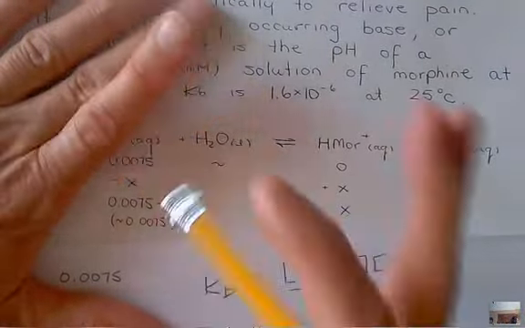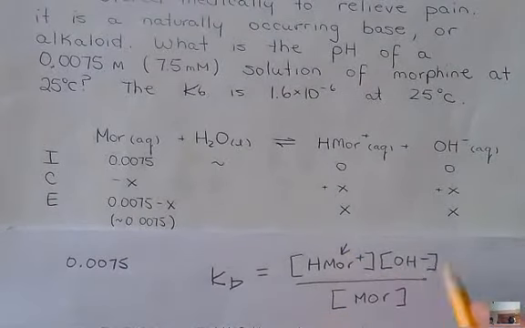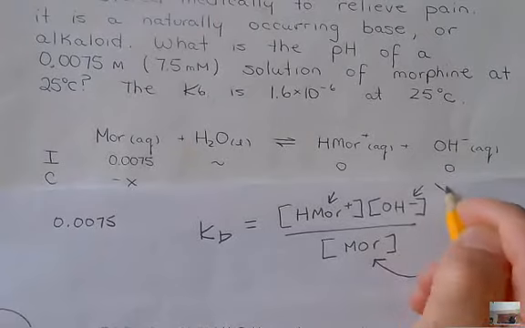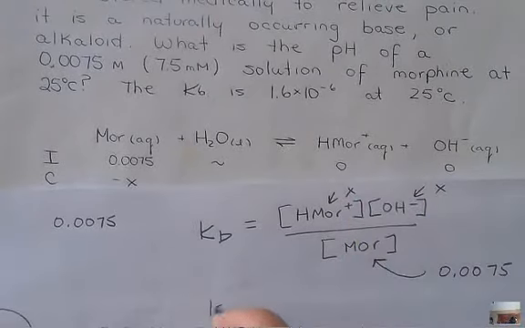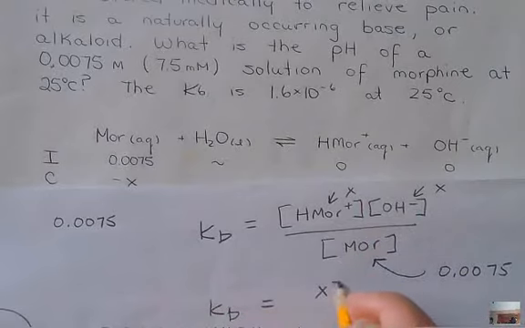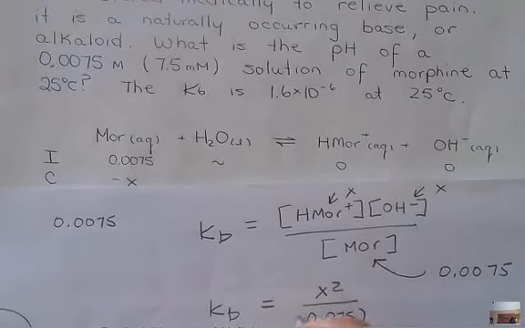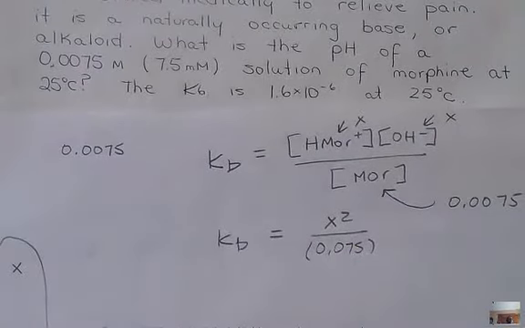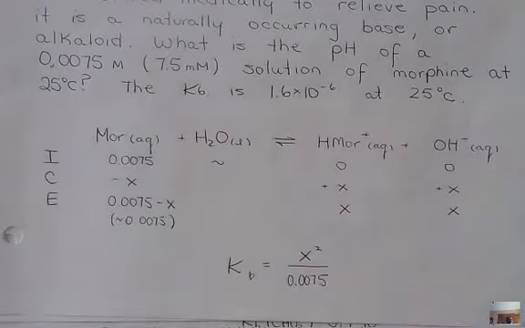So what am I going to do? I'm going to plug X in for this guy, X in for this guy, and my 0.075 here. So I wind up with Kb is equal to X times X in the numerator. That's X squared divided by 0.075. So math is pretty easy. And that's what you get there.